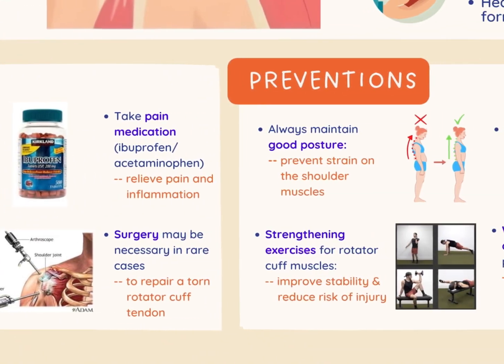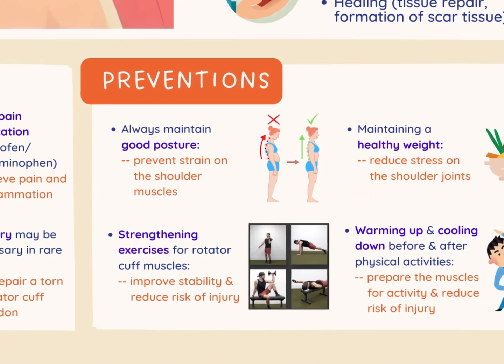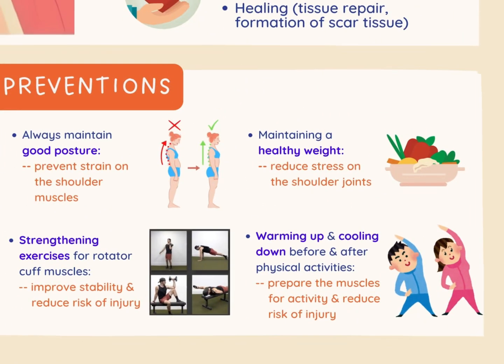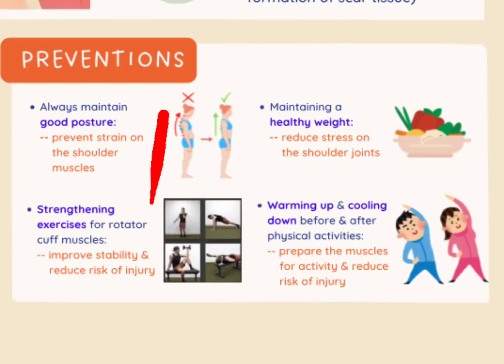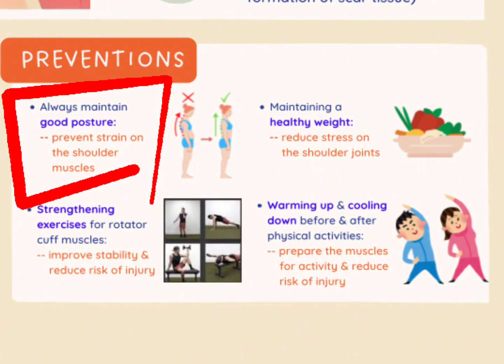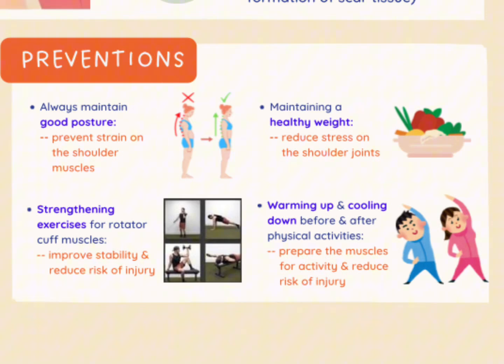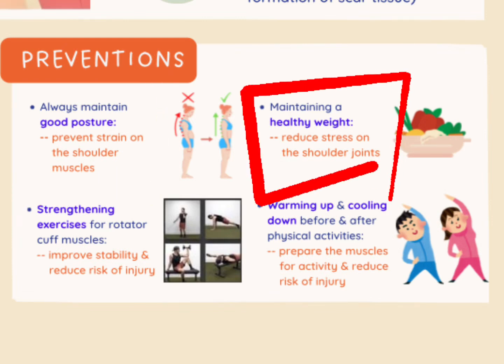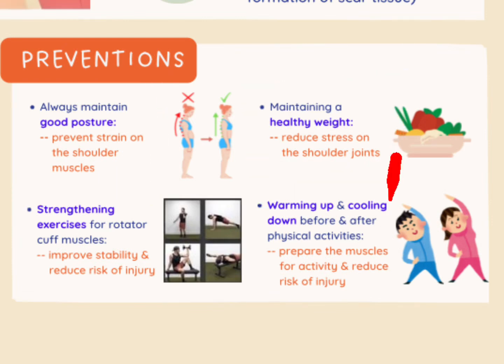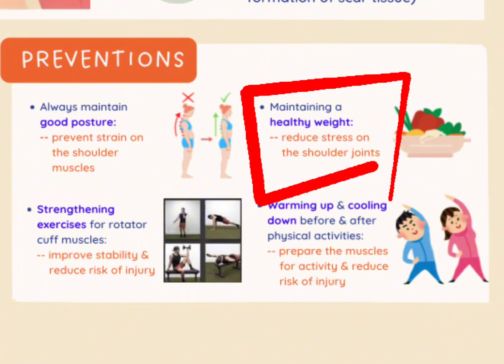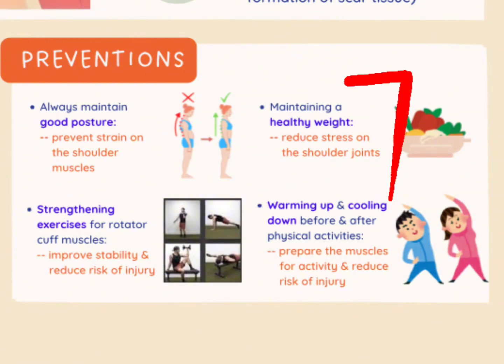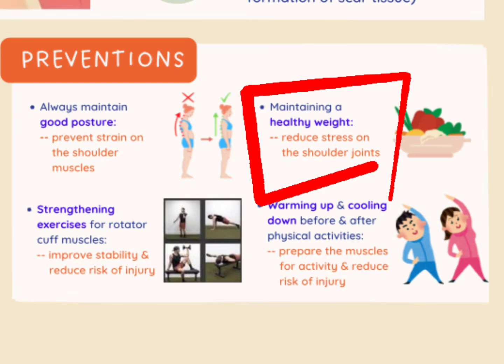Besides treatments, there are preventions that can be done to prevent us from getting rotator cuff tendinitis. The first one, always maintain good posture while sitting, standing, and walking. It can help prevent strain on the shoulder muscles. Also, maintaining a healthy weight can reduce stress on the shoulder joints. It is because excessive weight increases strain on your shoulders and upper body during daily activities. This added load can overwork the rotator cuff muscles and tendons, leading to inflammation and injury.